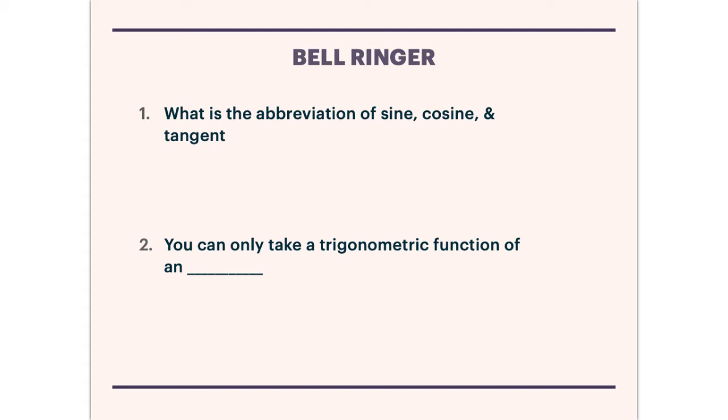The abbreviation for sine, cosine, and tangent: sine looks like sin, cosine is just cos, and tangent is just tan, so those are easy. You can only take a trigonometric function of an angle. You don't just put tan with no angle there, because tangent just refers to the ratio opposite over adjacent. You have to say tangent of an angle so you know the specific sides that you're dealing with.